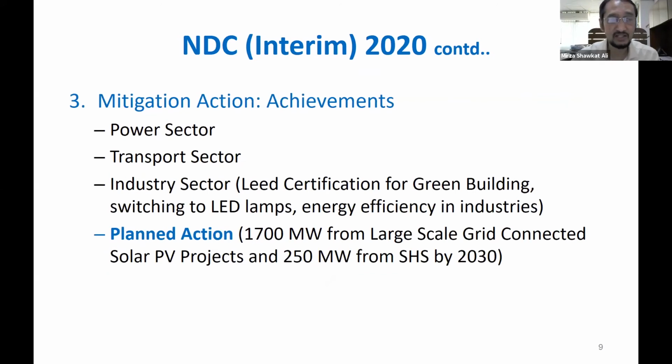In the third section, we have mentioned the mitigation actions and the achievements we have made so far. We have considerable achievements in power, transport, and industry sectors, and we have mentioned that in our interim NDC, but as I mentioned earlier, we haven't quantified those. And in the mitigation actions, we have also mentioned some planned actions: 1700 megawatt of electricity will be generated from larger scale grid connected solar PV projects and an additional 250 megawatt from solar home systems by 2030. Next slide, please.